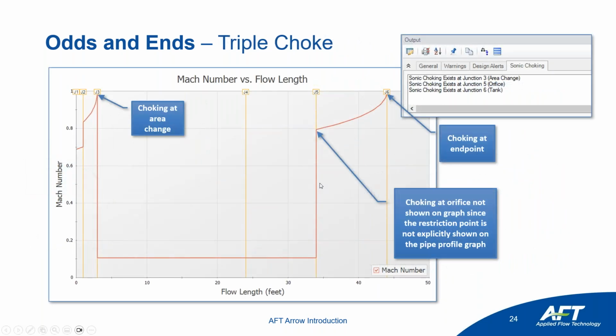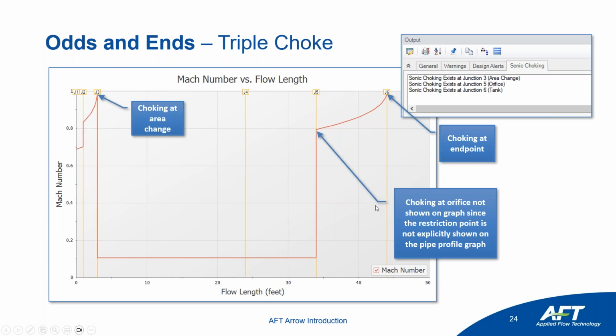And here we can see that same analysis, but now in Arrow, where we're graphing our Mach number, where a Mach number of 1 is sonically choked. We see that dramatic increase in velocity at our area change, then a dramatic decrease. This is usually due to a temperature change instead. Then restriction choking, which we don't show because it's choking inside the component itself and not in the pipe. And then again, that dramatic increase in velocity as we lose more and more pressure due to friction until it sonically chokes at the end point of the system.